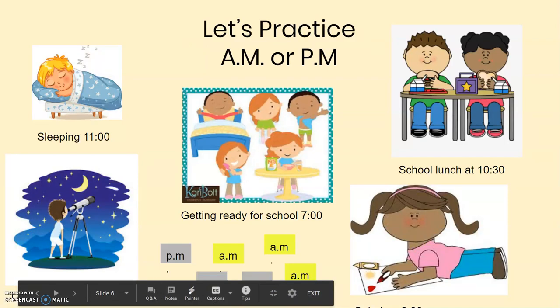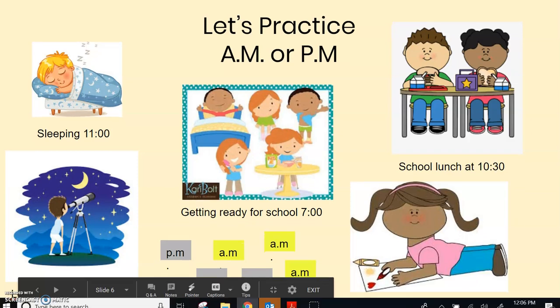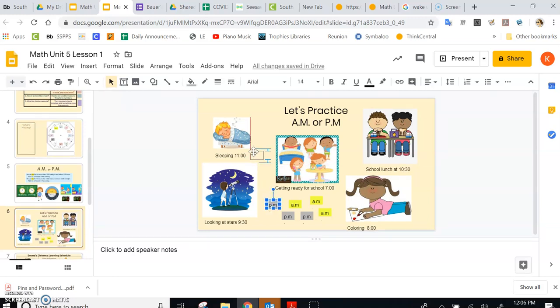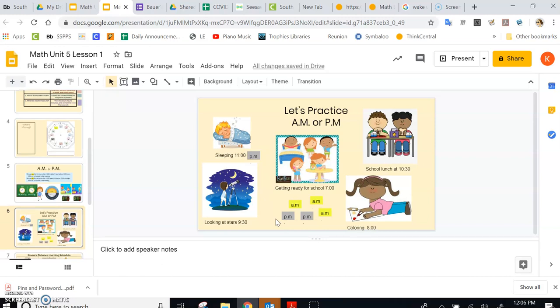Well, let's practice a little bit. I have a lot of pictures here, and we need to put AM or PM on them. Sleeping. This little child is sleeping. It's 11 o'clock. Would that be 11 o'clock AM before noon, or would that be 11 o'clock PM afternoon? I hope you said after the noon hour. It is 11 o'clock PM.